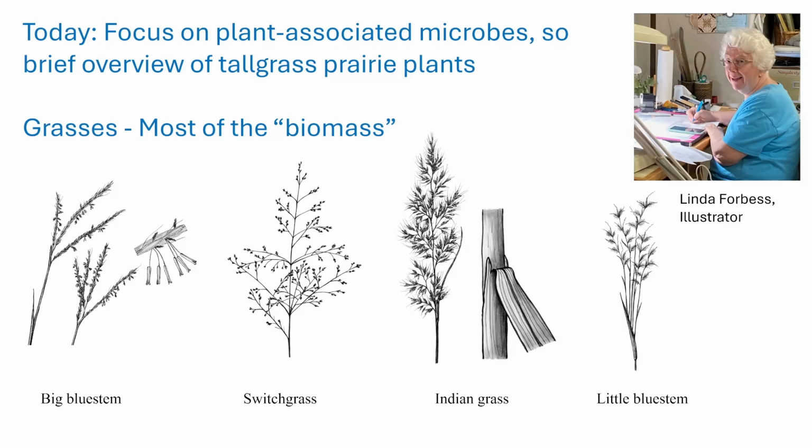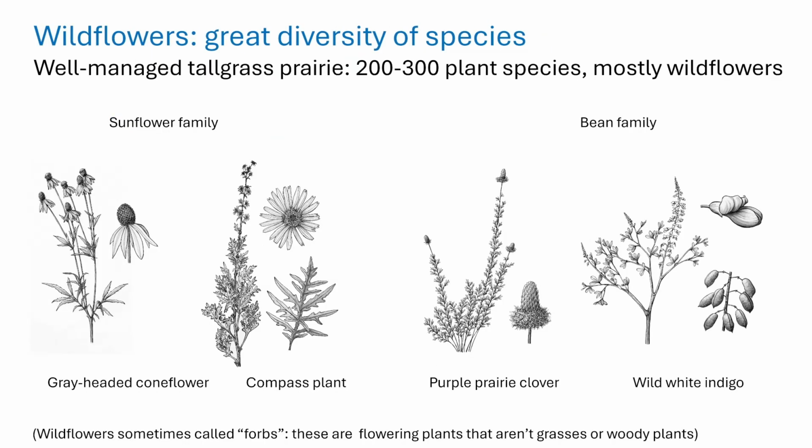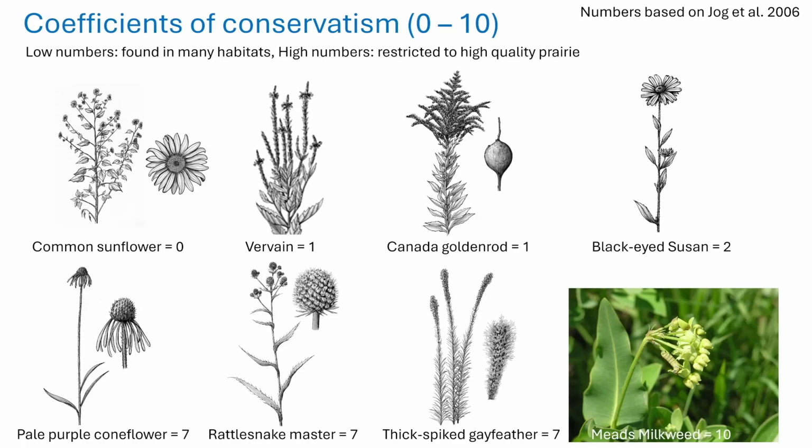of plant material. And so these are kind of the big four we tend to see: big bluestem, switchgrass, Indian grass, and little bluestem, which right now is really beautiful with its fruits. Wildflowers really account for the diversity of the plant species in the prairie. And if you have a well managed site, it can have over 200 different plant species. Two of the major families or groups of related plants are the sunflower family and the bean family. And those two families, plus the grass family, account for a lot of the species of the prairie. But there's a whole lot of other species as well.